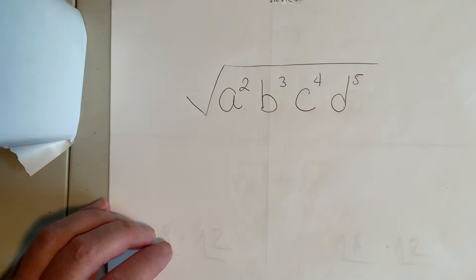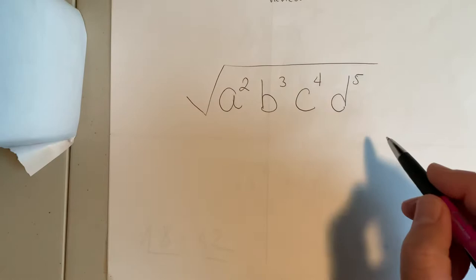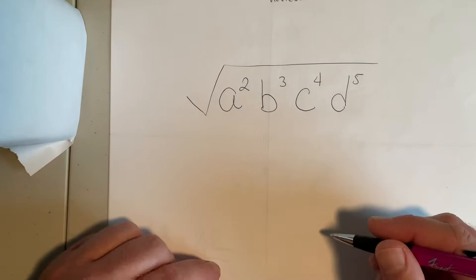Okay. This should look familiar to you. This is the square root of a squared, b to the third, c to the fourth, and d to the fifth. All right, to solve this is a review again. To solve this, we look for those perfect squares. All right, so a perfect square is going to be right here, a squared.